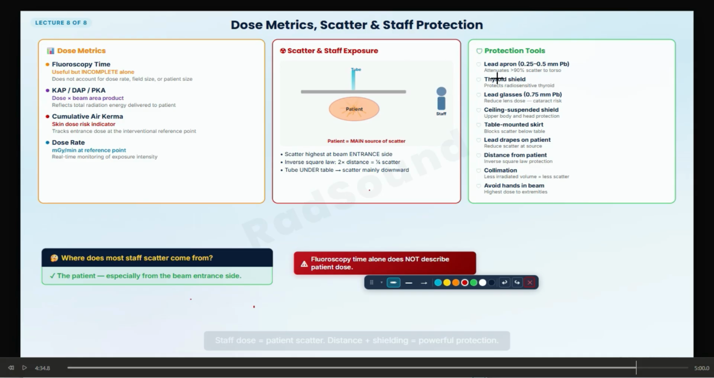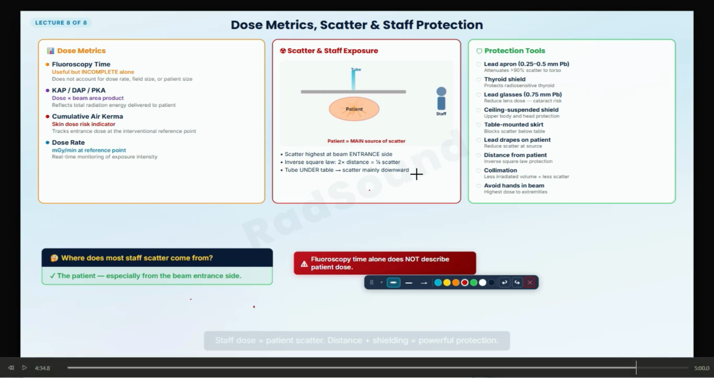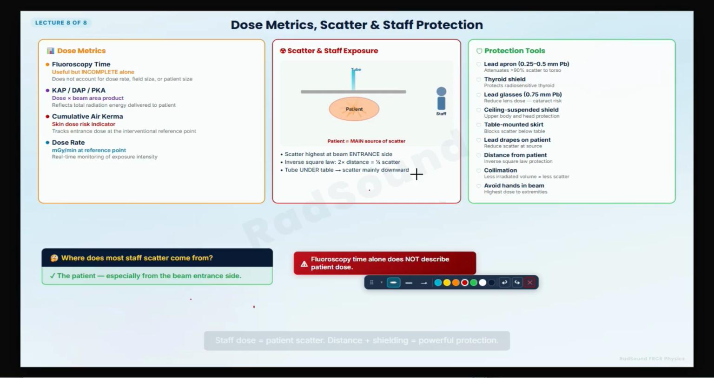Then use your thyroid shield, lead glasses, mostly 0.75 millimeter of lead, and a lead apron of 0.25 to 0.5 millimeter for protection of the body. A ceiling suspended shield protects the upper body, but mostly we use under-couch shielding. Lead drapes, distance from the patient, collimation, and avoiding hands inside the primary beam are among the methods we use to protect ourselves and also to optimize the dose to the patient. Fluoroscopy time alone does not solve the issue, as I mentioned.